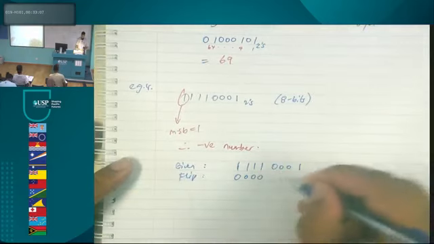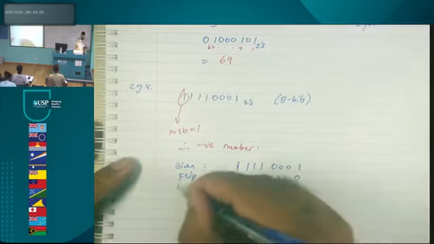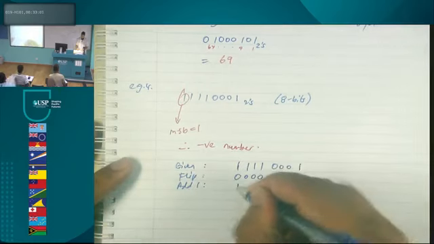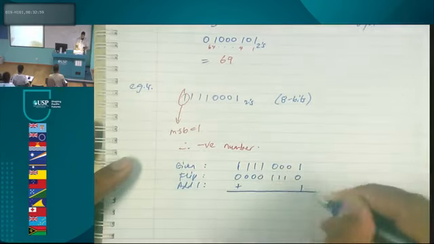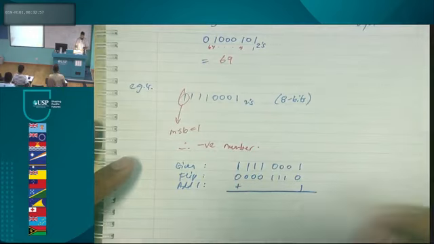Then we flip. That becomes 4 zeros, 1110. Then we add 1. 0 plus 1 is 1.